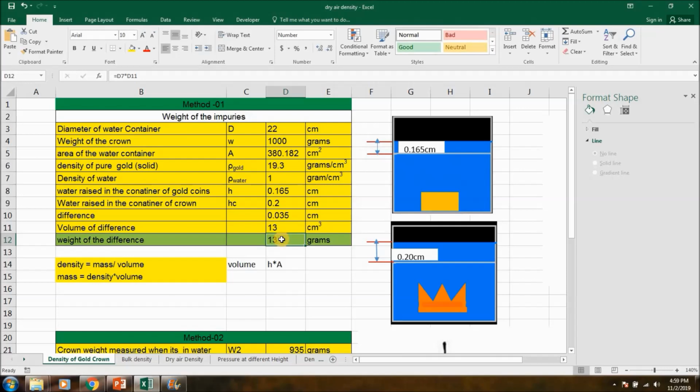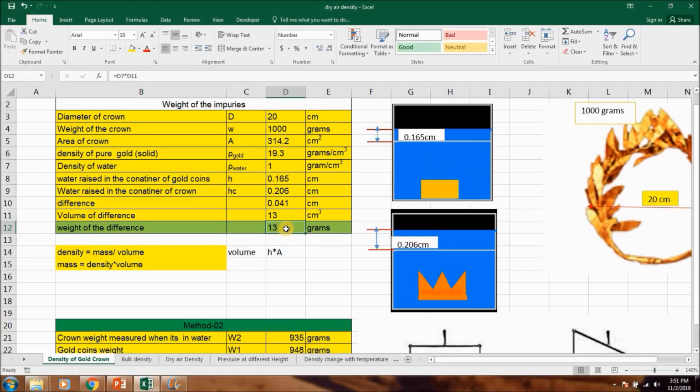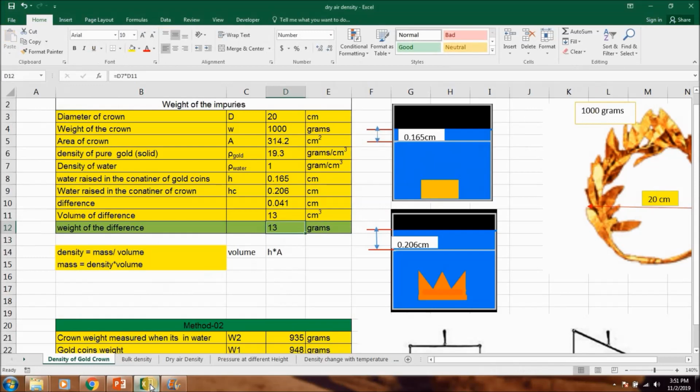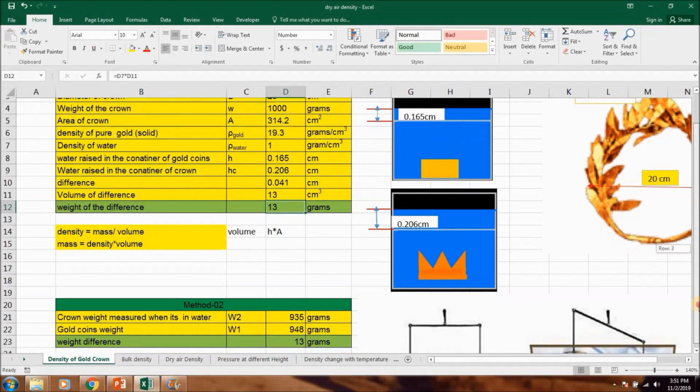Okay. Then, this is a little bit complicated. The king was not able to understand that, but the king asked the same question to him. If we go again to the PPT, it shows that the weight of the crown is equal to the weight of the gold coin. You can explain to me very easily how much of the impurities he added. Then again I'll go back to the crown and use method 2.